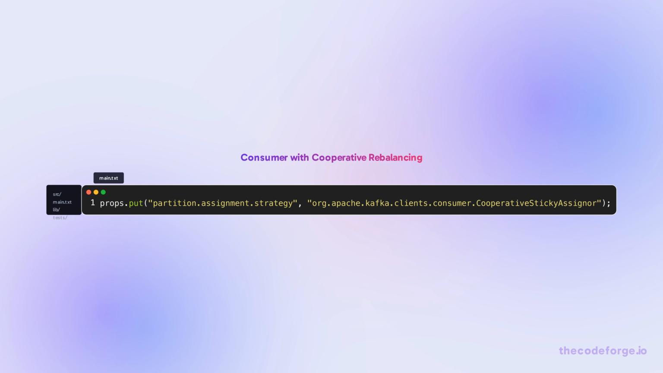The article mentions cooperative rebalancing, but doesn't show the config. Use partition.assignment.strategy=org.apache.kafka.clients.consumer.CooperativeStickyAssignor to avoid stop-the-world rebalances. This is critical for large consumer groups.